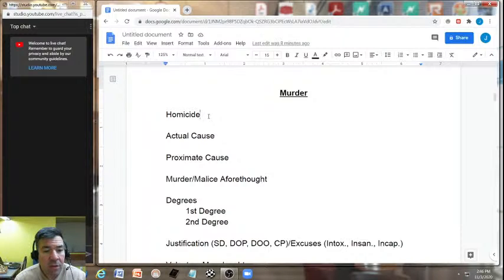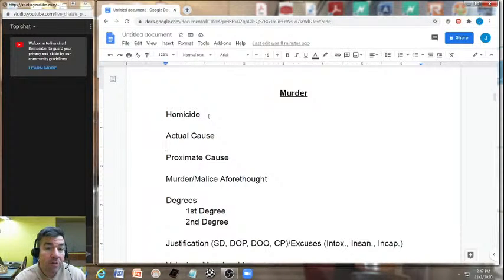Now, the actual cause. Actual cause is a factual cause. Actual cause is proven by the but-for test. But for the actions of the criminal defendant, the victim would not have died.